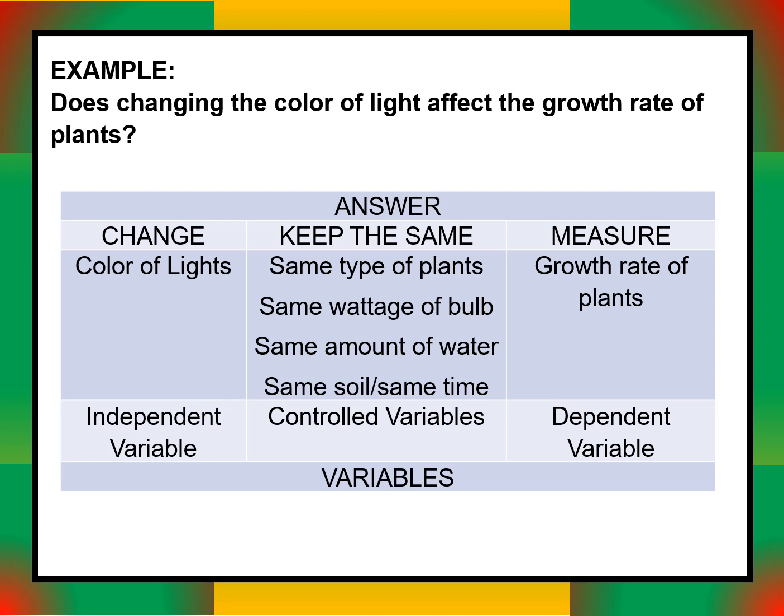Why same type of plants? Because other plants may react to different colors of light. So for you to measure the effect of the color change, only use the same type of plant. Why same wattage of bulb? Because as the wattage increases, the intensity of light also increases. So therefore, it may change also the reaction of the plant. So therefore, you have to.